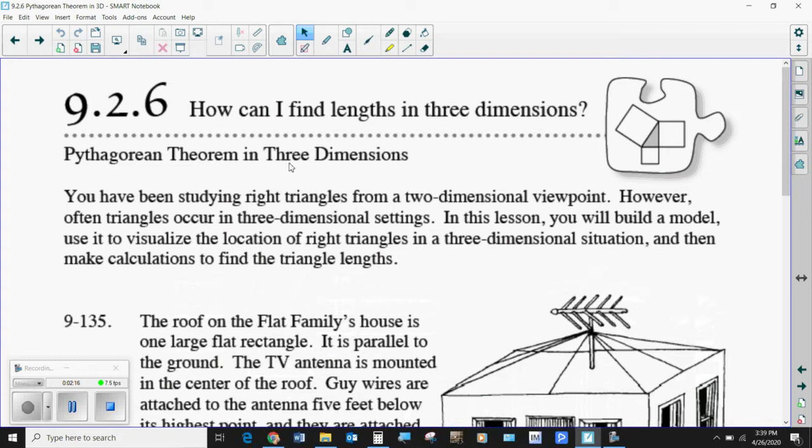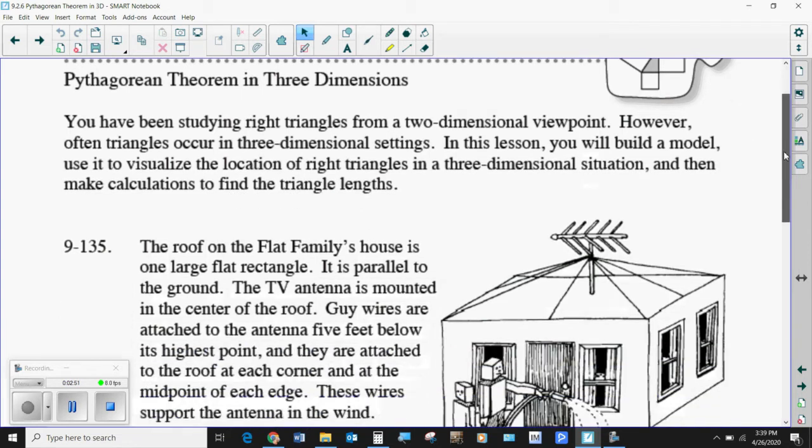So let's get into this lesson, and we'll see if, even without the hands-on, you can understand where we see the Pythagorean theorem showing up in real life, in three-dimensional situations. So here we go. You've been studying right triangles from a two-dimensional viewpoint. However, often triangles occur in three-dimensional settings. In this lesson, you will build a model, you'll hear me talking about it, use it to visualize the location of right triangles in a three-dimensional situation, and then make calculations to find the triangle lengths.